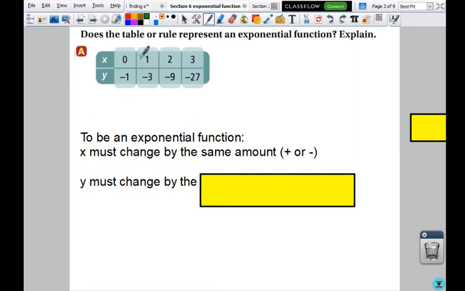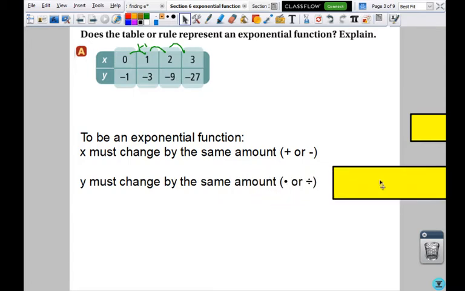So on my x's up here, 0 to 1 is plus 1, 1 to 2 is plus 1, 2 to 3 is plus 1, that kind of thing. Where it gets interesting is with y. If it's exponential, y must also change by the same amount, but this time it's got to be a multiply or divide by the same amount. So in linear, it was plus or minus. In exponential, it's got to multiply or divide by the same.